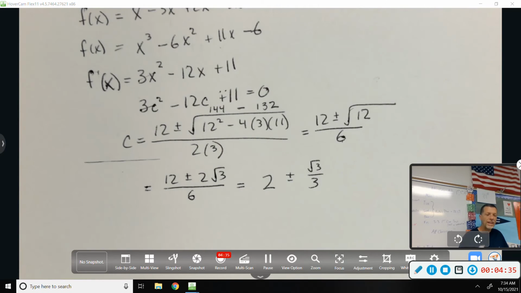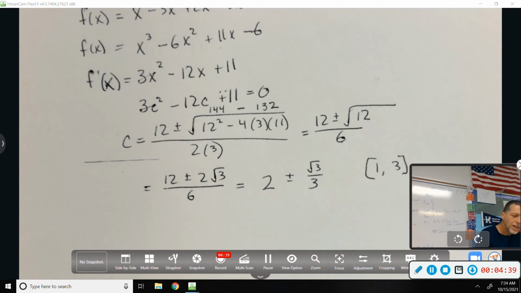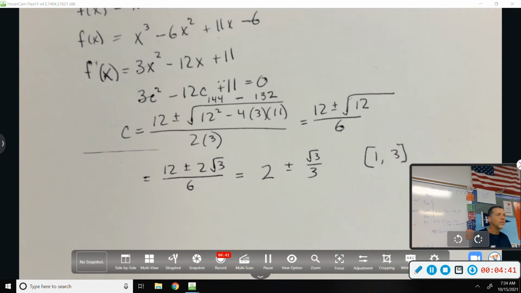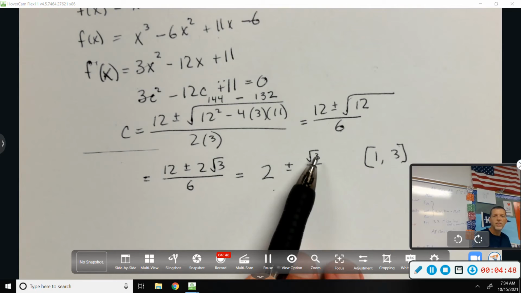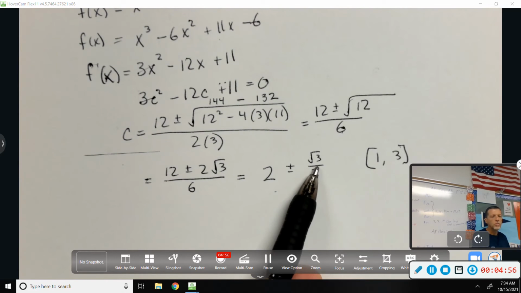Mainly because I need to figure out, are those between 1 and 3? Well, I don't know. 2 is between 1 and 3. What about root 3 over 3? Let's see, root 3 is, I'm going to start guessing here. Not guessing, estimating without a calculator. Root 3 is less than 2, right?